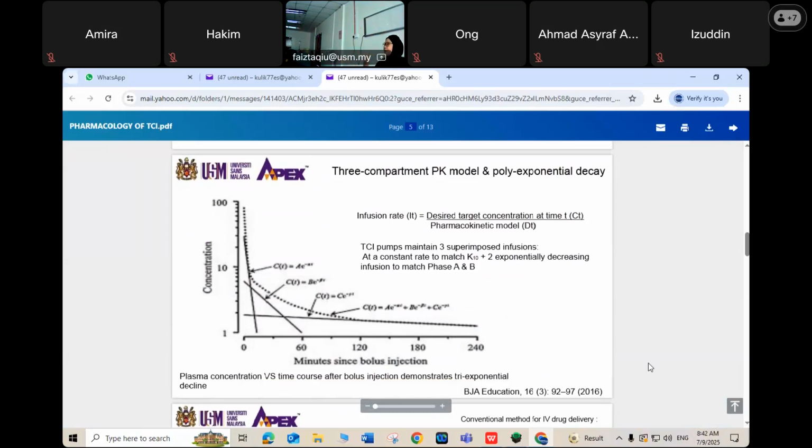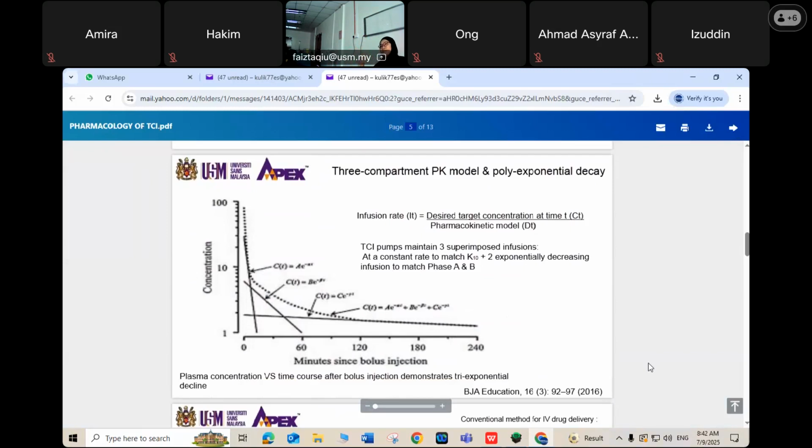What is K10 just now? Elimination. Elimination from the central compartment. This is not transfer anywhere. This is elimination from the central compartment. Could be by metabolism, yeah? Elimination from the kidney. So they follow the gradient, right? They follow the chemical gradient. Okay. So that is number one. So your TCI machine must match that rate first.